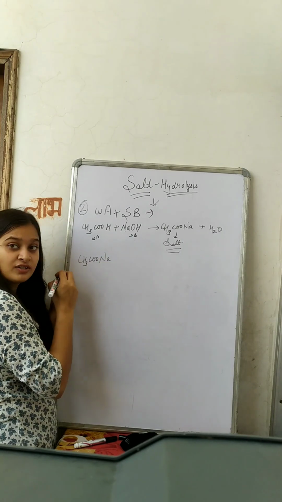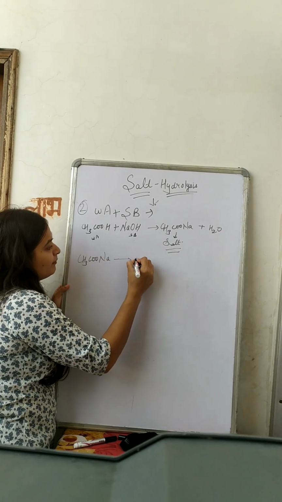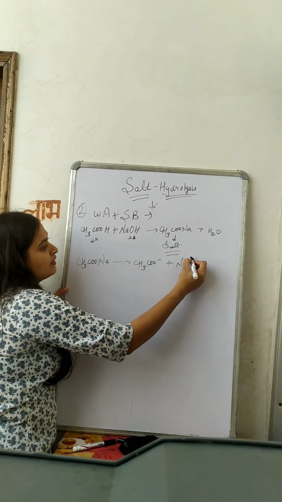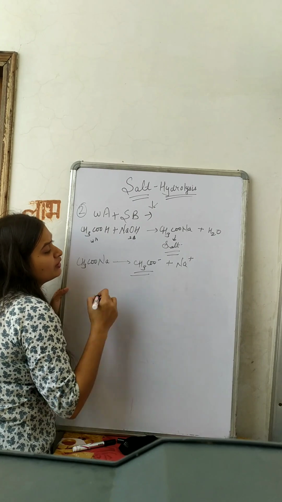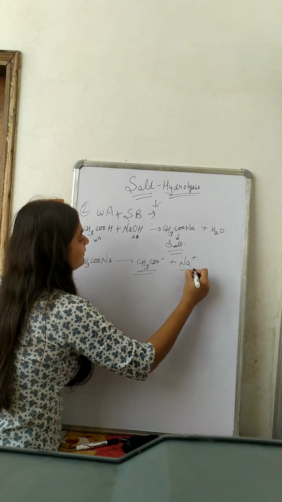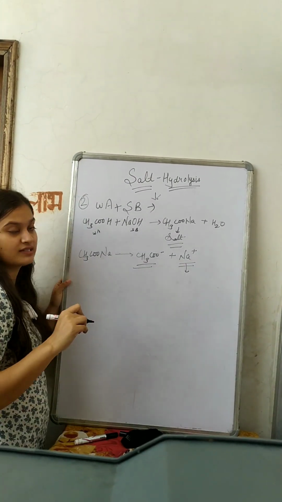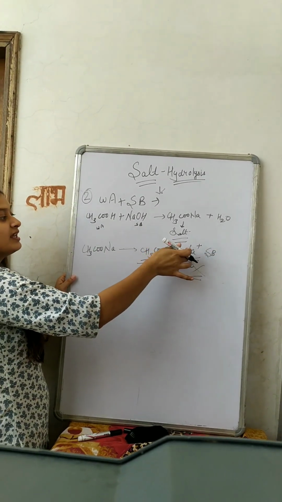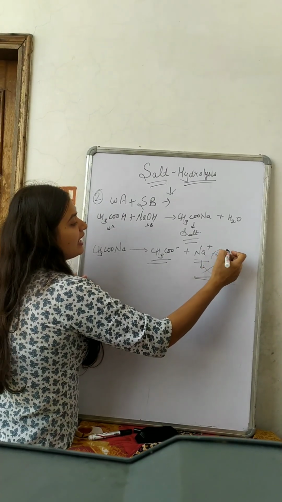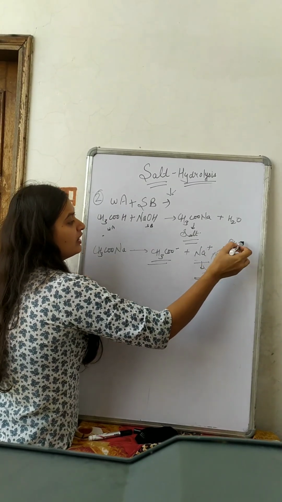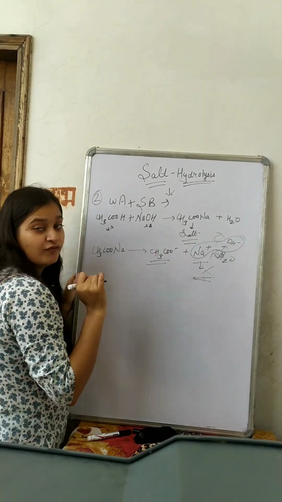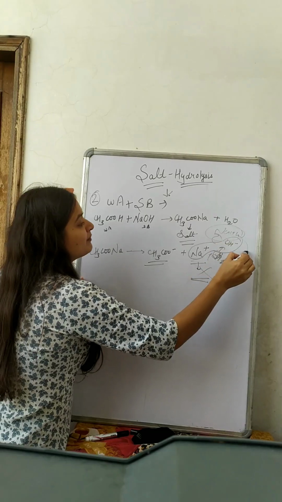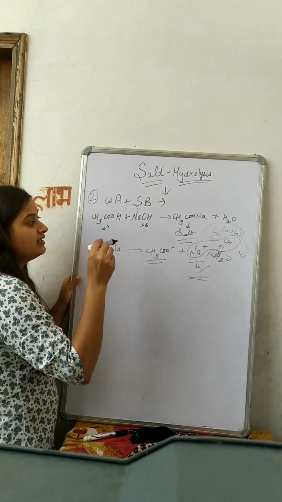So this salt, CH3COONa, breaks into its ions, CH3COO negative and Na positive. When this salt undergoes hydrolysis, Na positive cannot undergo hydrolysis because it comes from a strong base. When it reacts with the OH negative part of water, they combine together and form NaOH. NaOH is a strong base, which means it completely dissociates into its ions and releases OH negative ions.